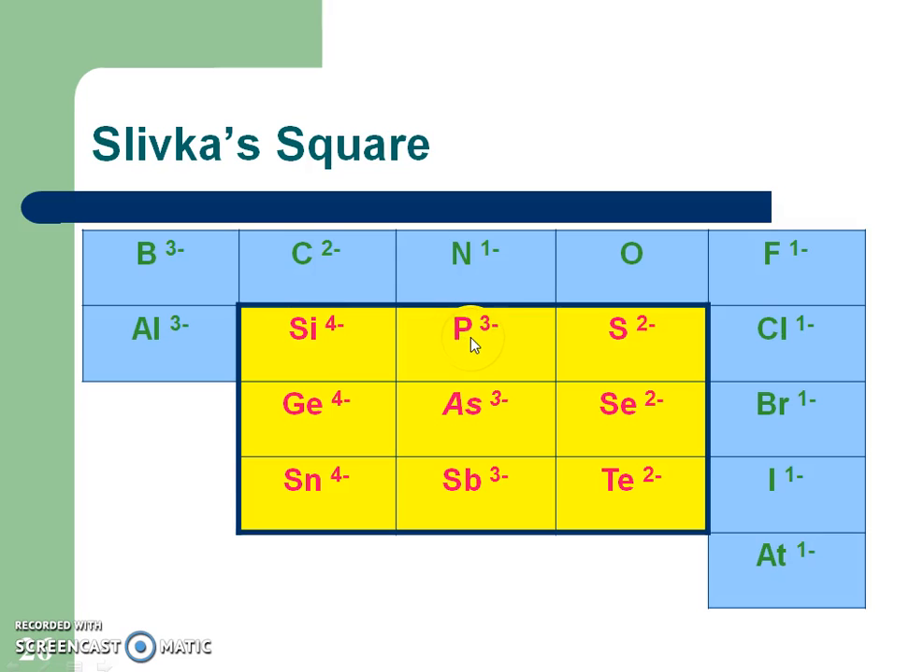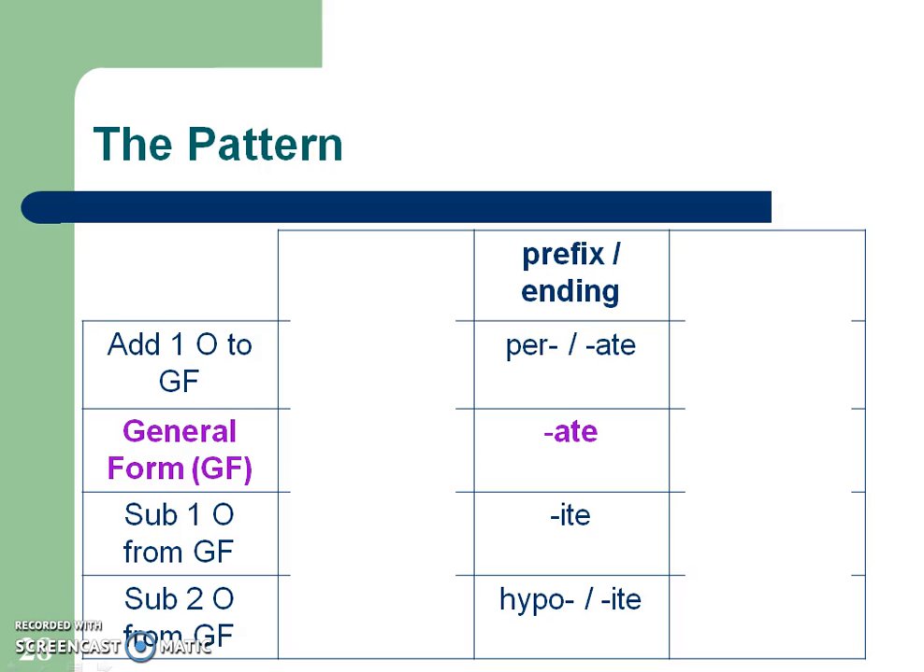And so PO4 is going to have a -3 charge. And again, I'll show you that in a minute. So here's the pattern again. The pattern is the same as far as the naming. When we look at the general form, it's always going to be ate.